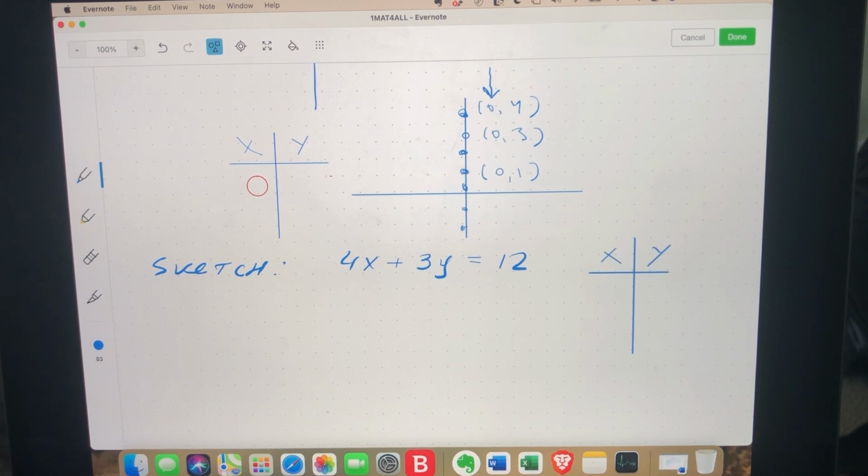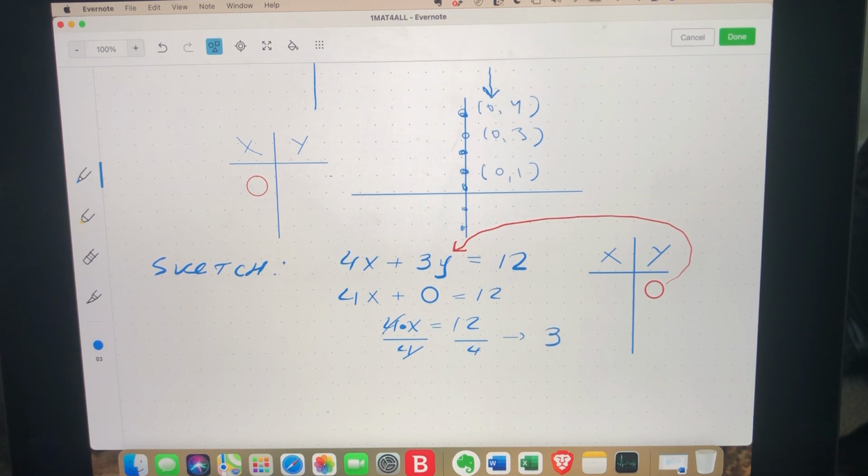First, we find the x-intercept. That means the y is going to be 0. If this number happens to be 0, I have 4x + 0, because 3 times 0 is 0, equals 12. Or 4x = 12. To cancel multiplication, we undo it by division. So we divide both sides by 4, and we get the answer, x = 3. So this is our x-intercept.